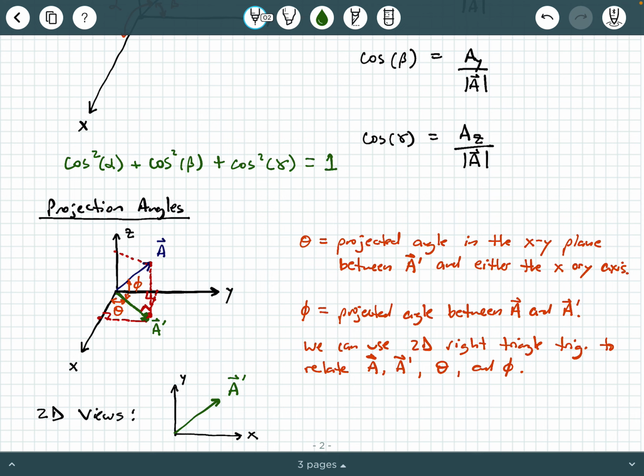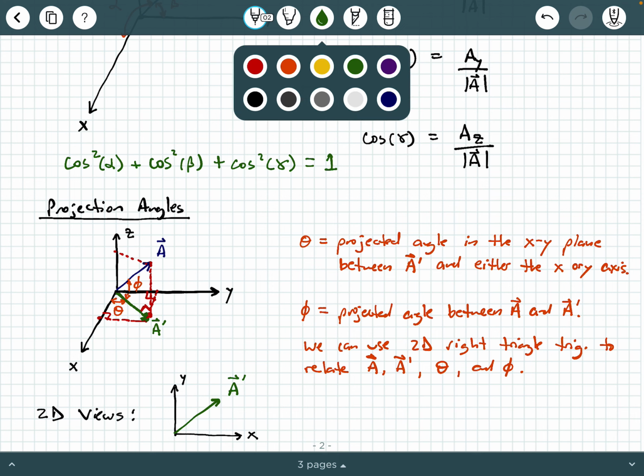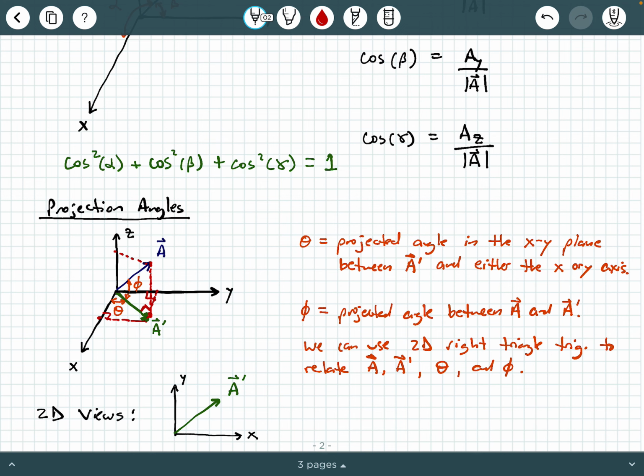Now, where is that angle phi here? Well, if I'm looking down on the XY axis, I've got these two red projected lines. These are right angles. And, not phi, I'm sorry, theta. Theta is right here, right? So this theta is the angle between the positive x-axis and A prime, and it's showing up right here, okay?